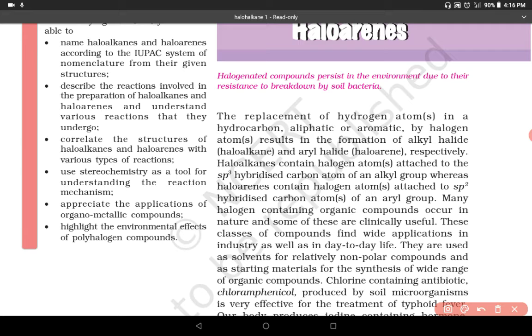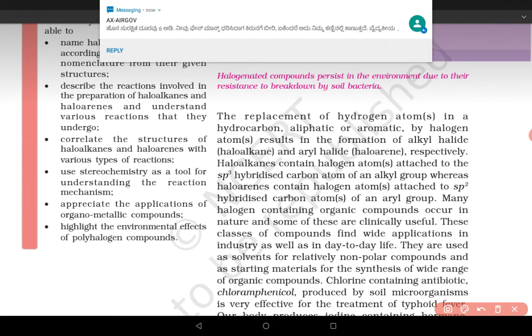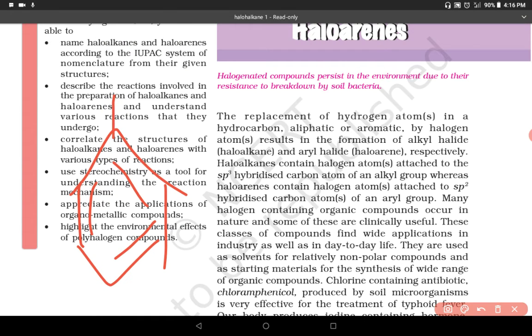Okay, next, aryl halide. In aryl halide, consider benzene. Here hydrogen is replaced by halogen. This halogen is attached to this carbon. Is this carbon sp3 hybridized? No, it is not sp3 hybridized. It is sp2 because this carbon is attached to another carbon with a double bond. So we can conclude that aromatic compounds, haloarenes, are sp2 hybridized, but haloalkanes are sp3 hybridized carbon atoms.